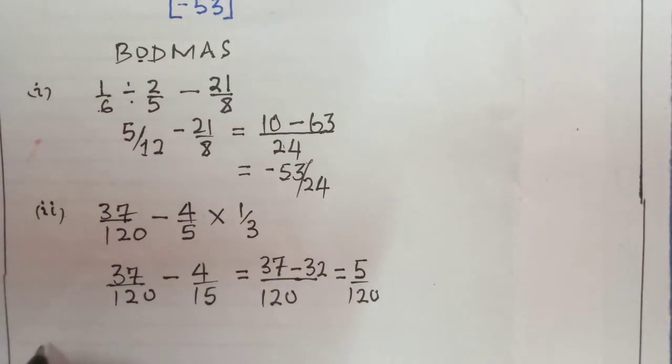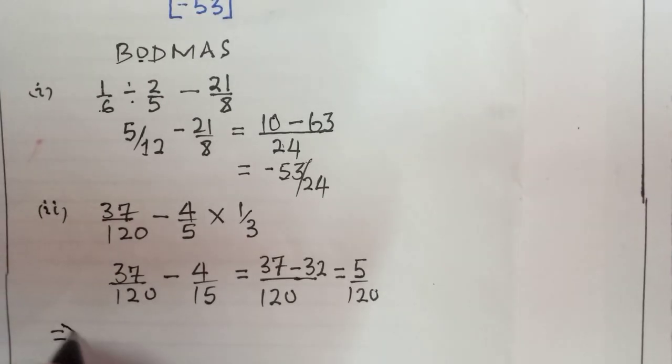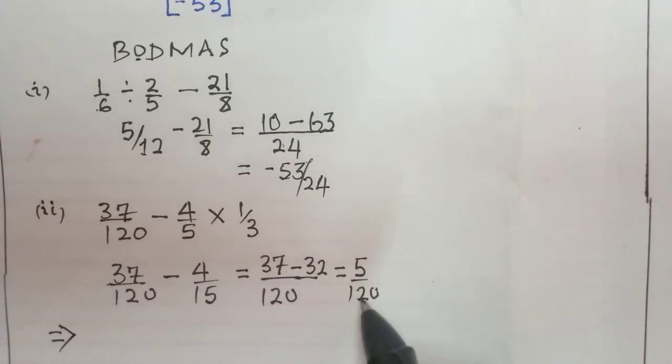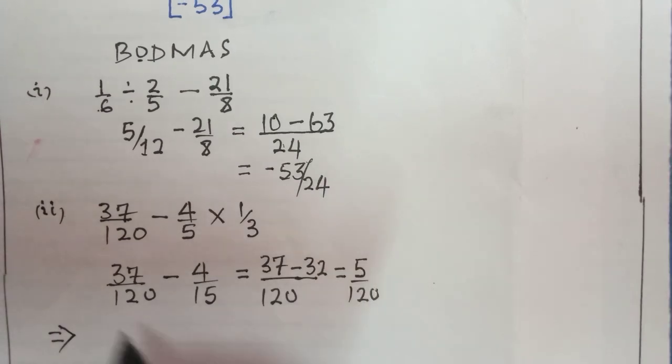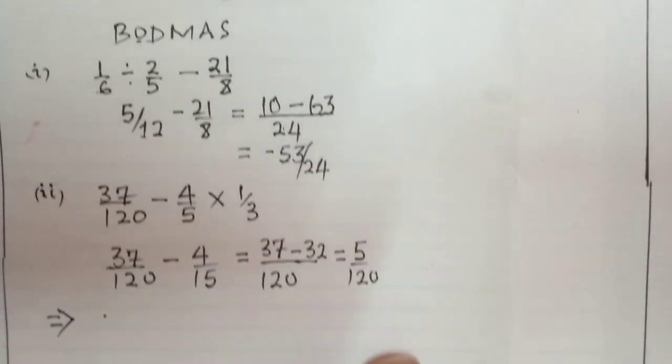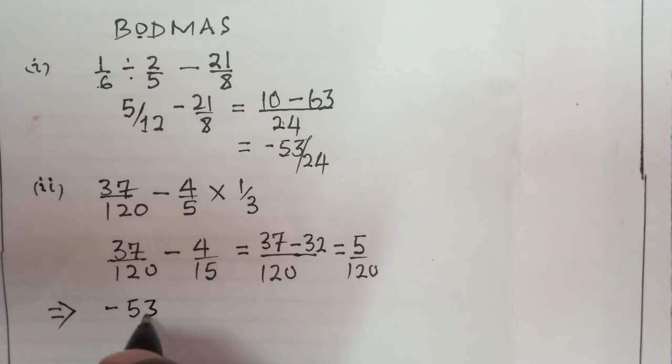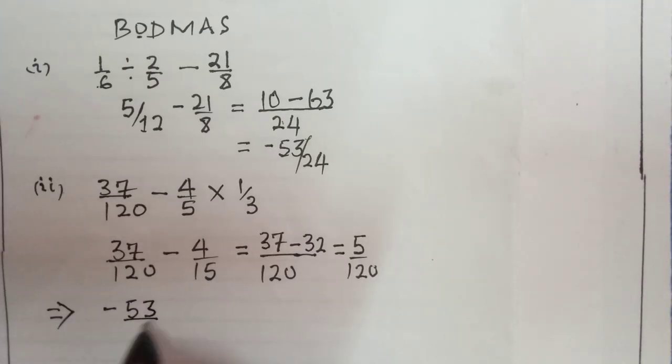So we divide now the denominator and the numerator. The numerator, we divide denominator by the numerator. So this one is going to be, the numerator is negative 53 all over 24.